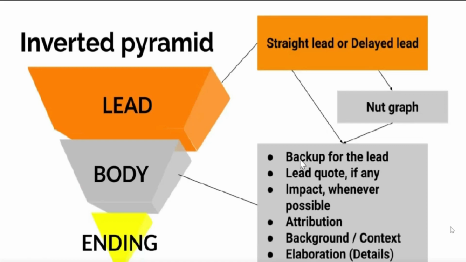Yung nut graph natin, ito yung pinaka-primary or pinaka-straight lead natin. Okay? Ang pinagkaiba ng straight lead or delayed lead, sa straight lead, nut graph kaagad, and then papasok yung backup, yung body. Pero sa delayed lead, may quotation ka muna, for example, and then papasok dito si nut graph. This is the paragraph that contains the essential, the most exciting information about your news article.